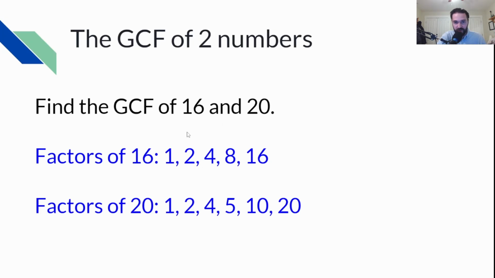So you can multiply these numbers together to get 16, and down here you can multiply these numbers together to get 20. We're looking for the greatest common factor, which is the highest number that occurs in both lists. So it's common to both lists. The factor is 4. This is the highest number that appears in both lists. So the GCF of 16 and 20 is 4.